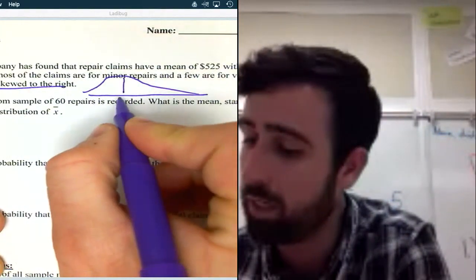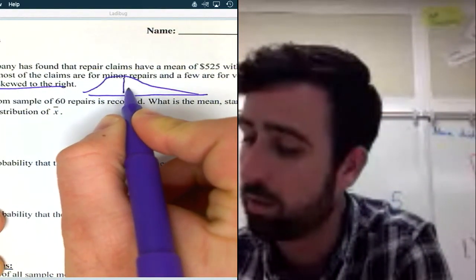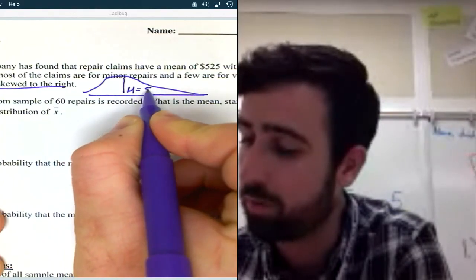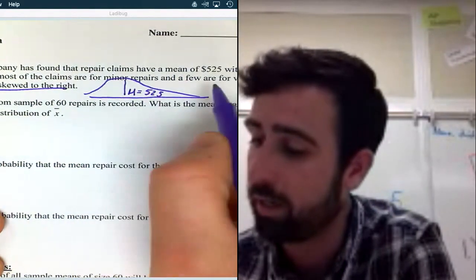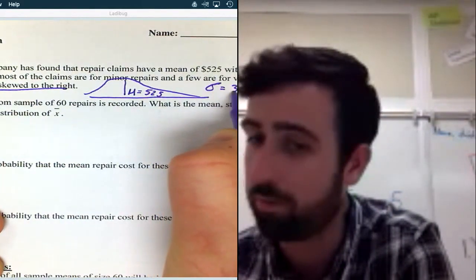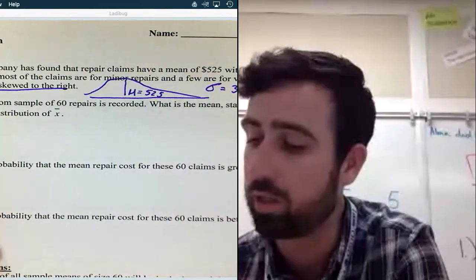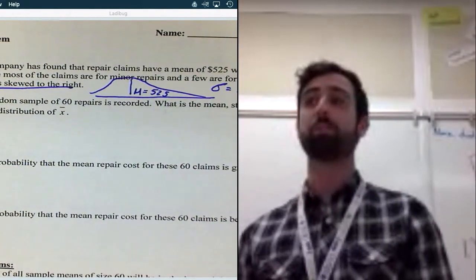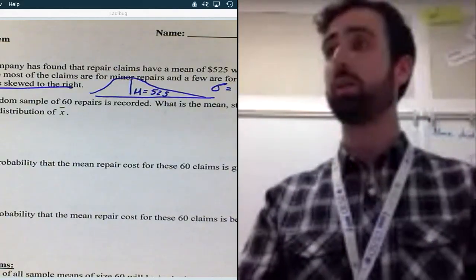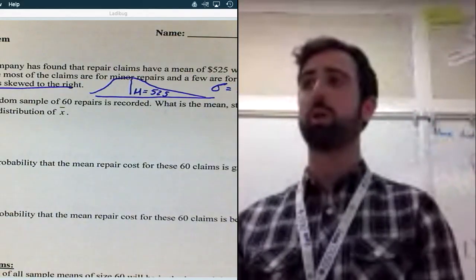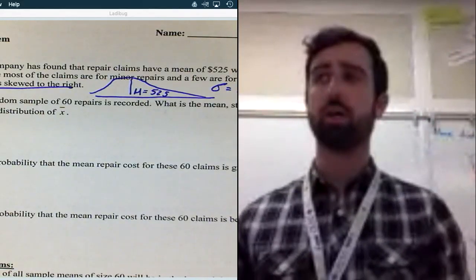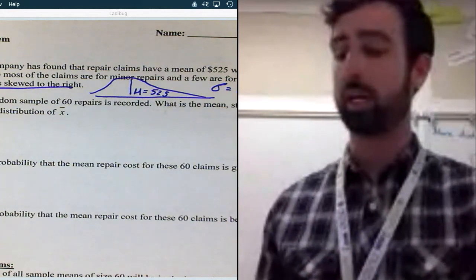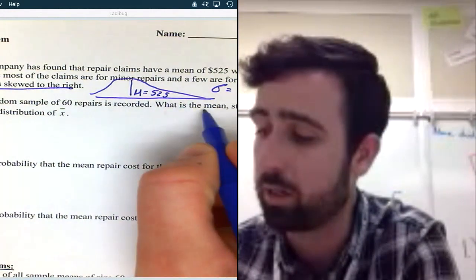We have a mean of 525 and a standard deviation of 375. Just gives them a little context. A simple random sample of 60 repairs is recorded. What is the mean and standard deviation and shape of the distribution of X bar? Okay, so we're going to start with the mean.